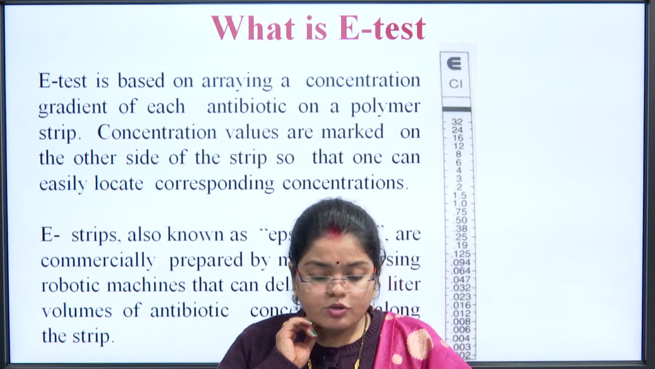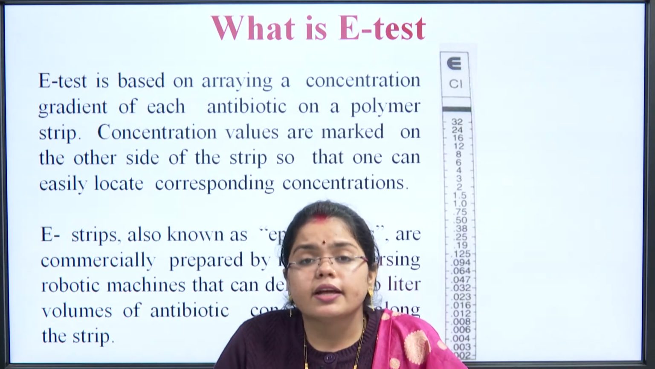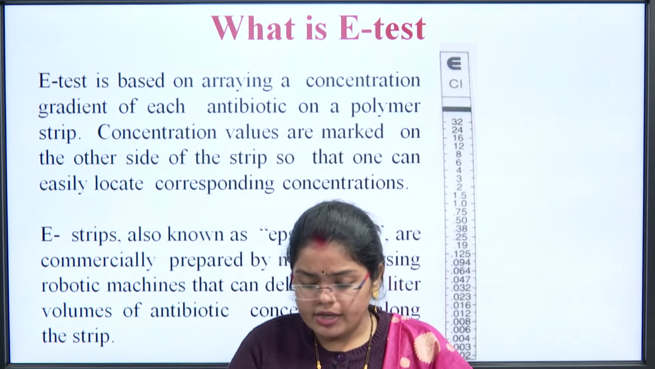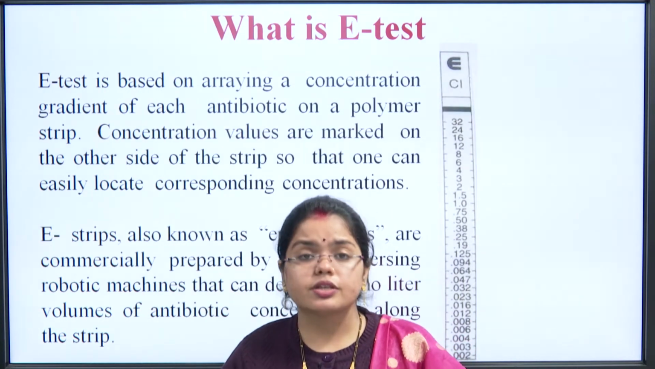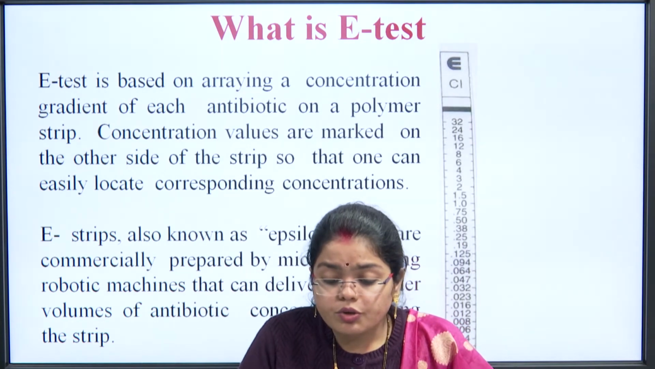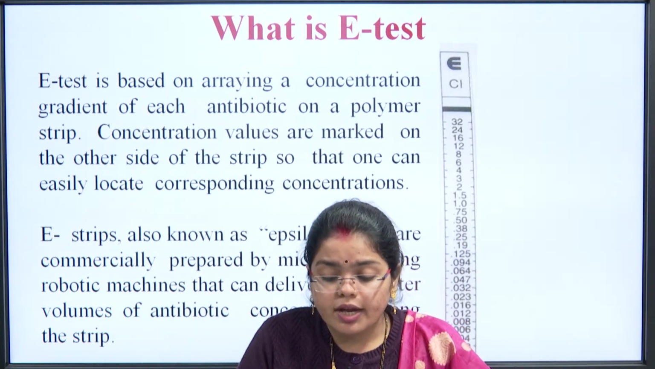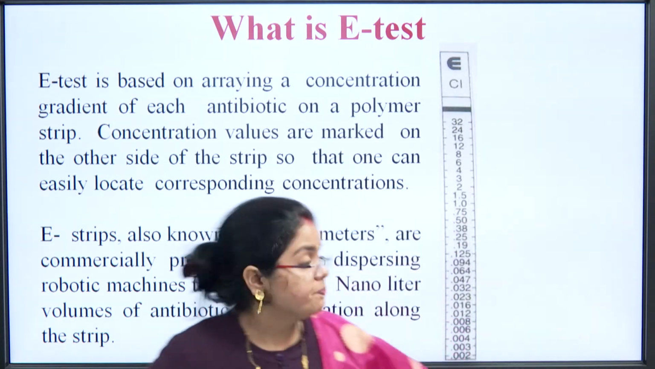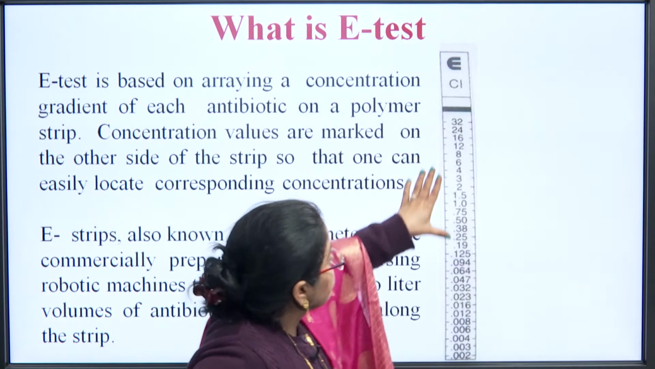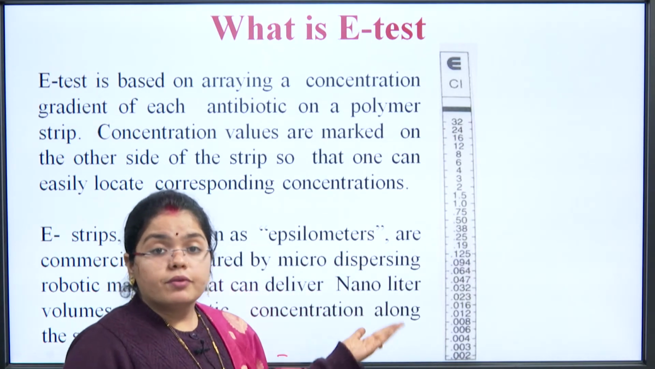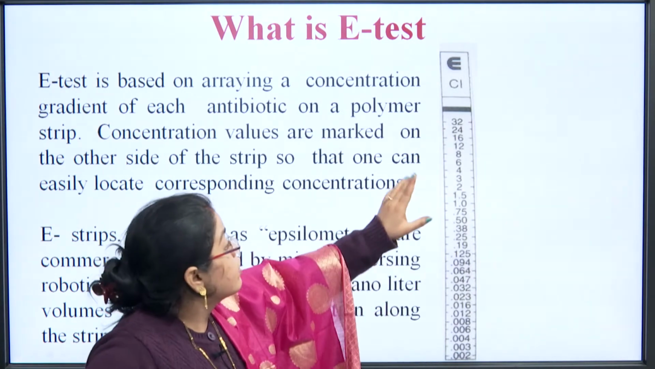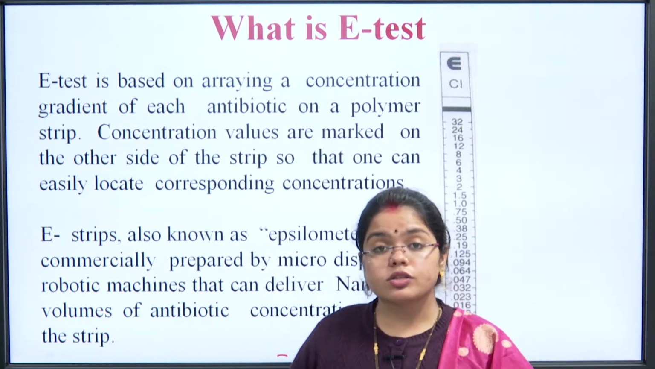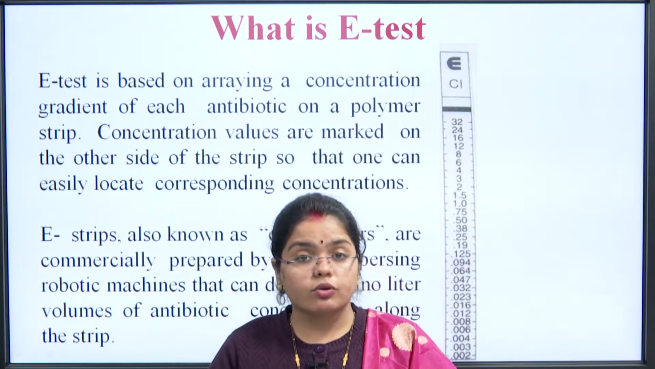The E strip is also known as epsilometer, like pH meters or pH papers. Similar is the case of the E strip, as you can see here. I will show you in some time. The concentration values are marked on the other side of the strip so that one can easily locate the corresponding concentrations. You see the strip; these are the concentrations marked over it. Behind it is the number of concentration gradients that will help in finding out the exact concentration that was able to clear out that particular organism.